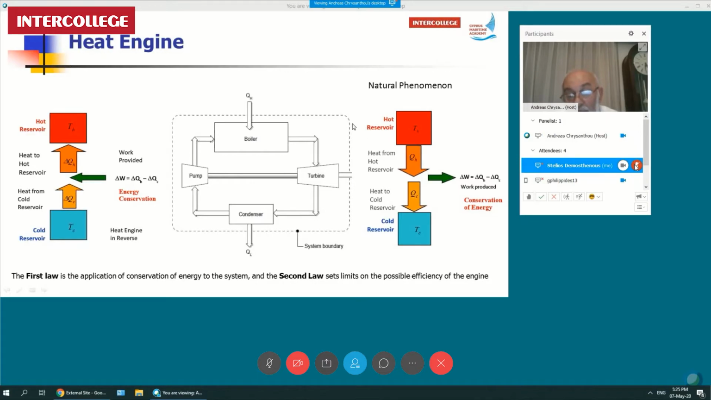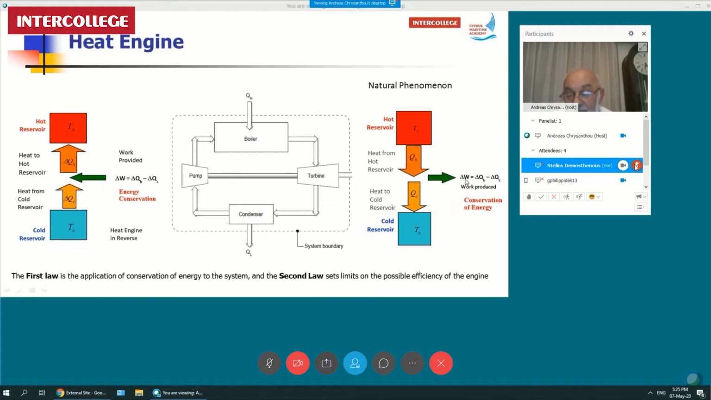Now, this is a consequence of the first law of thermodynamics, but as you can see, the second law of thermodynamics restricts us from having all the heat converted into useful work.